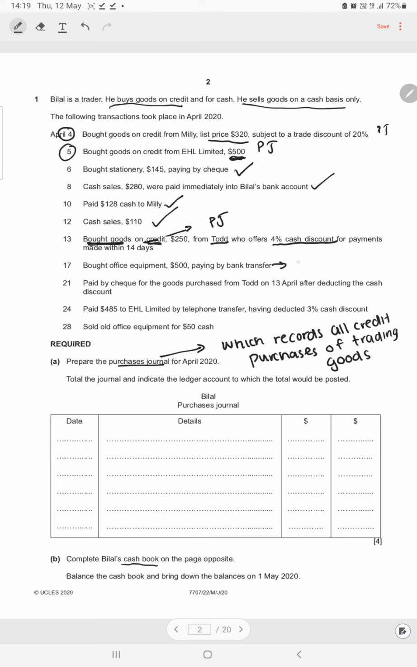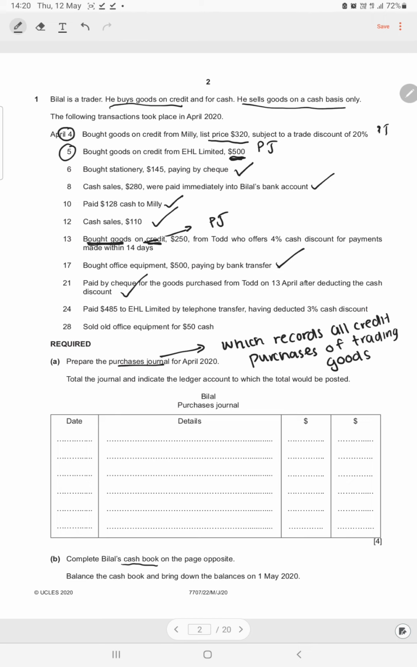Again, this is a cash transaction, so it goes to the cash book. Okay, and office equipment is not a trading good. Office equipment is the purchase of a non-current asset, therefore it doesn't go to the purchase journal. Paid check for the goods purchased on top after deducting the cash discount.